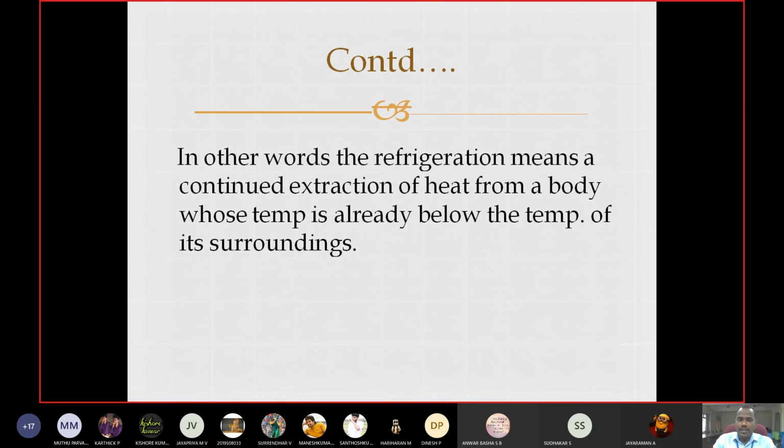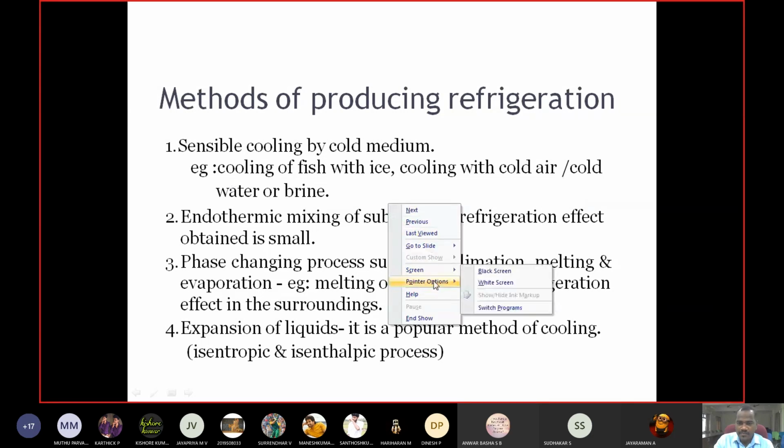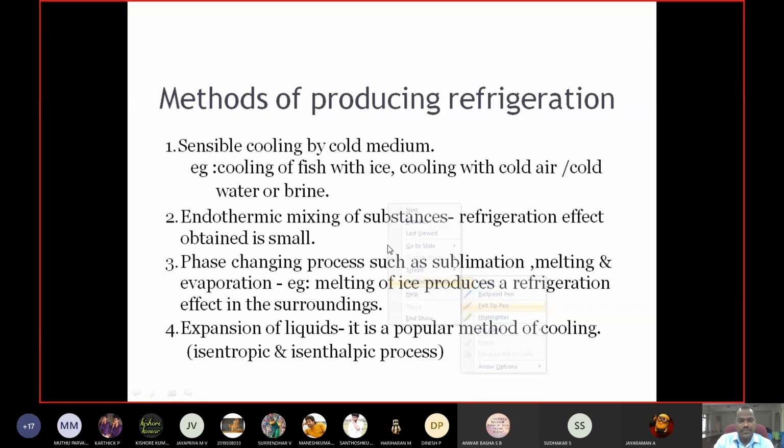So we want to give the continued extraction of heat from the body, right? Then there are a lot of methods for producing refrigeration, stated here. We can have sensible cooling by a cold medium like ice. Ice is already a cold medium, so we can use ice to get refrigeration. For example, cooling of fish with ice is also possible to get refrigeration.